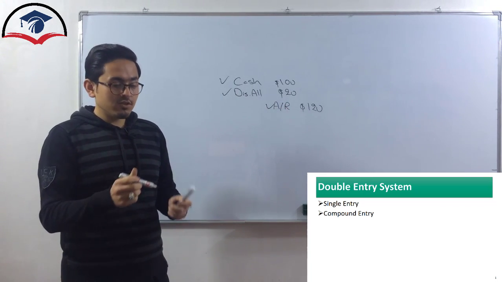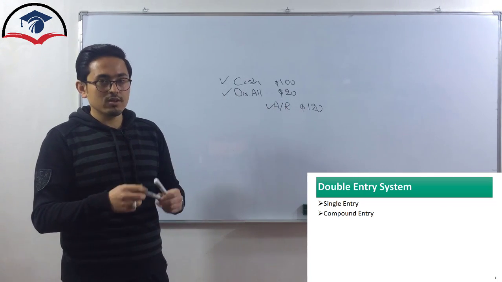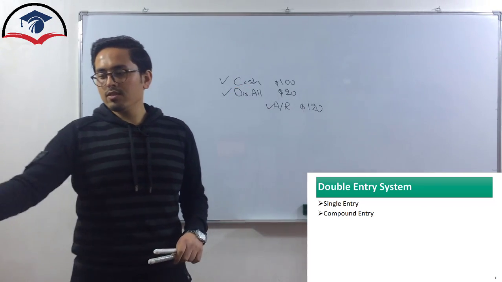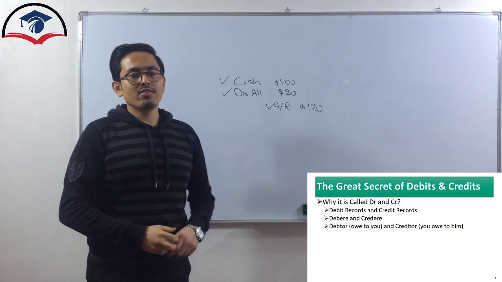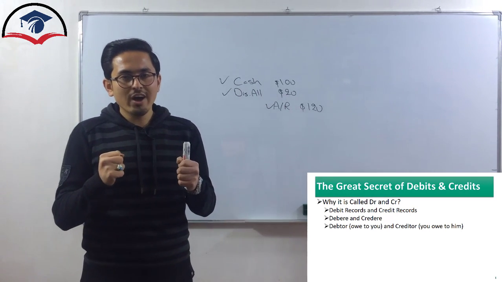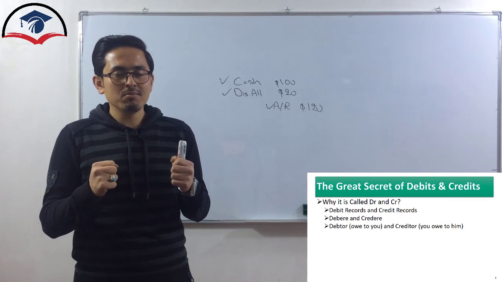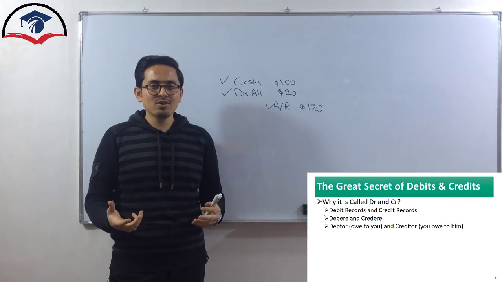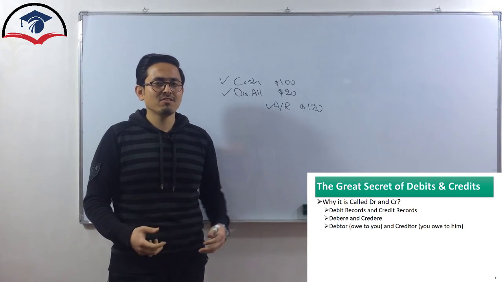and that type of entry is called compound entry. So let's continue our work with what we have, the great secret of debit and credit. Why and where the debit means increase and credit means decrease, and where the debit means decrease, credit means increase.